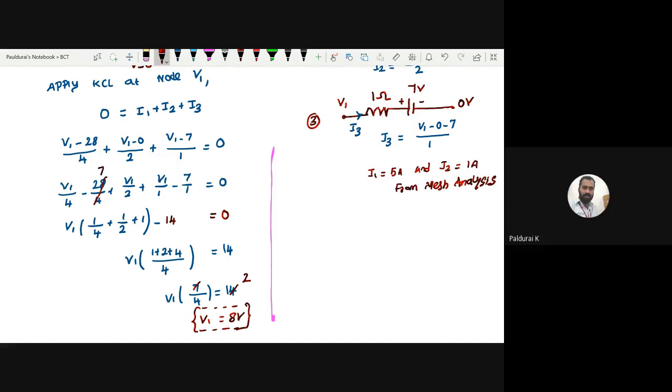Okay, so now we found I1 and I2 by using mesh analysis. You can remember that, right? I1 equal to 5 ampere, I2 equal to 1 ampere.